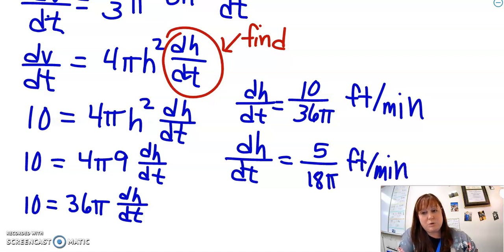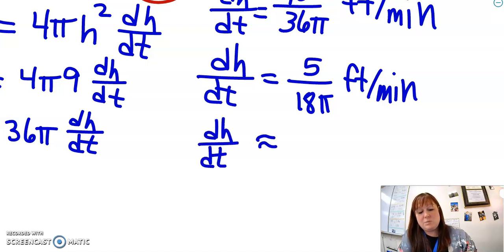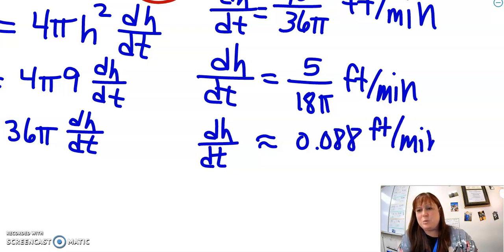And again, since this is a real world problem, you want to put the exact answer like that. But we could also give ourselves, let's see, 5 divided by, I got to put it in parentheses. There we go, 18 pi. We could give ourselves a decimal if we wanted. I wouldn't just put the decimal. I would put them both. Always have the exact answer, and also do not use an equal sign. So dh/dt is approximately equal to 0.088 feet per minute. Since it's a real world problem, it's always good to have that. You don't have to give the exact and then the decimal as well.